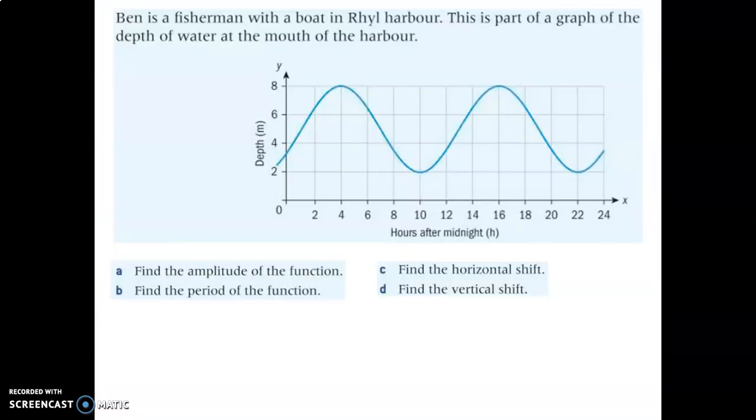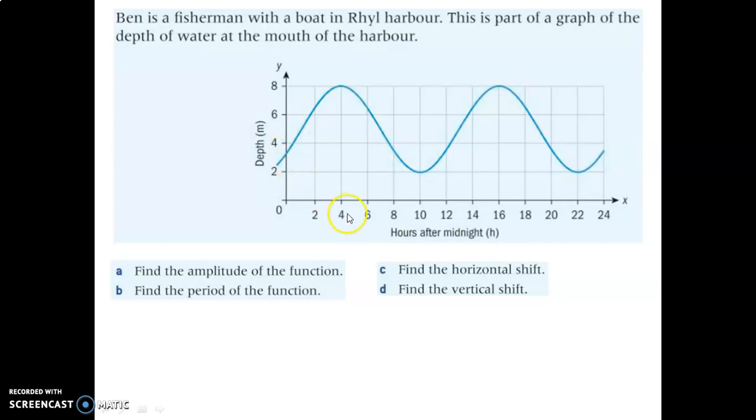So here is a situation. Ben is a fisherman with a boat at Real Harbour. This is part of the graph showing the depth of water at the mouth of the harbor. So you can see here at time, this is hours after midnight. So 0 hours after midnight means at midnight, the water depth was what looks like 3 meters.